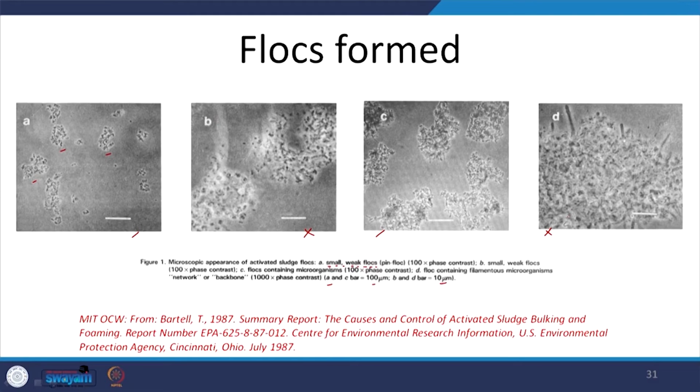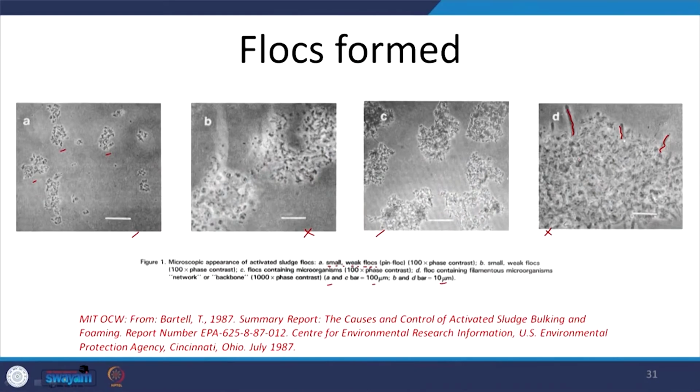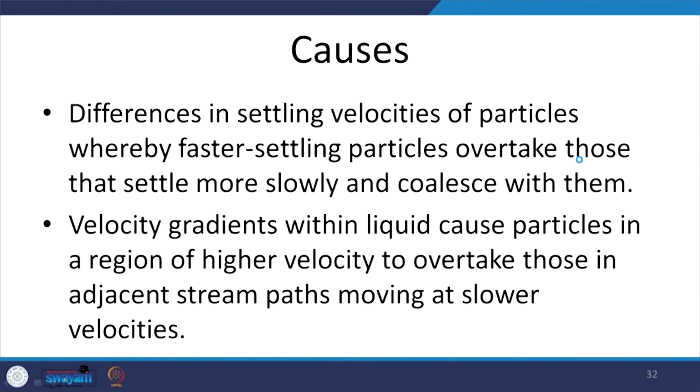As you can see now from B and D, the kind of flocs that you have are relatively bigger particles, again with the relevant filamentous bacteria which form the backbone around which the flock forming bacteria are going to agglomerate, and now you are going to have bigger particles settling down. Again, this is an example of flocculation, let us say.